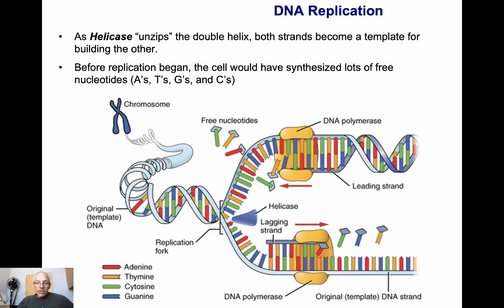Just another picture to give you another image. I like this one because it's showing the free nucleotides falling into place here. Again, those nucleotides are going to tend to only line up with their complementary partner, AT, GC. And before replication would have begun, in preparation for copying the chromosomes, the cell would have made a whole bunch of free nucleotides, a whole bunch of A's, T's, G's, and C's, and put them in the nucleus, ready to be used to build these new strands of DNA.